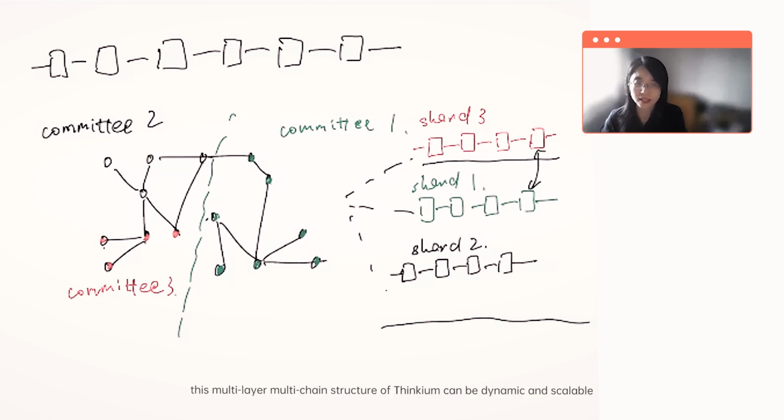In summary, this multi-layer, multi-chain structure of Thinkium can be dynamic and scalable. As a result, an individual chain will not become the bottleneck of the entire network. More importantly, with the increasing number of chains, the throughput of the system can increase linearly, which is very important. And those are the key features of how Thinkium can achieve its high scalability.